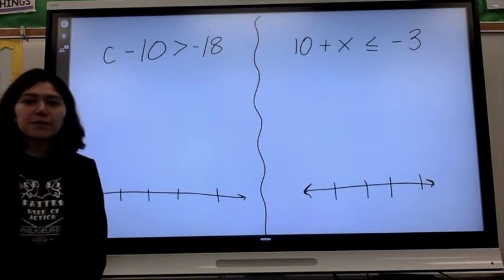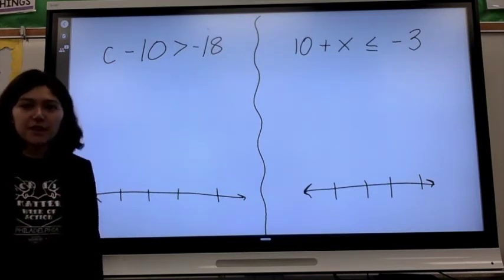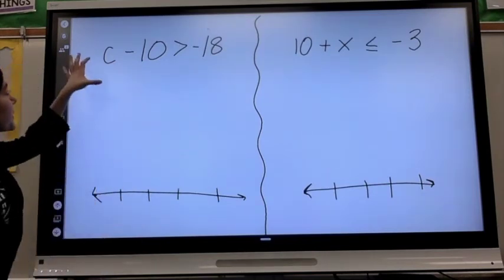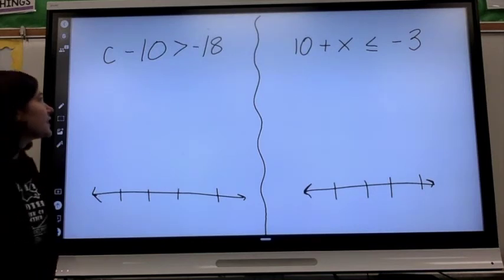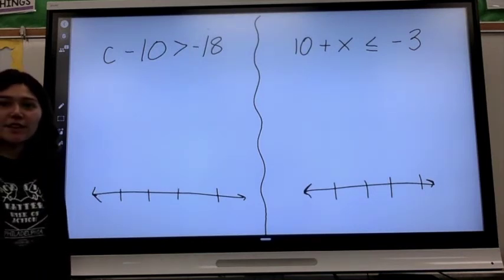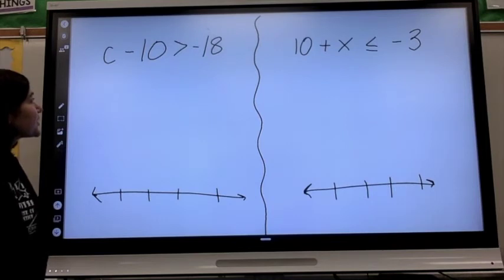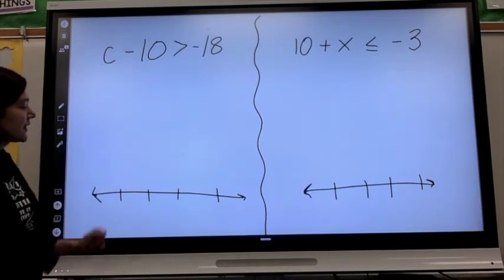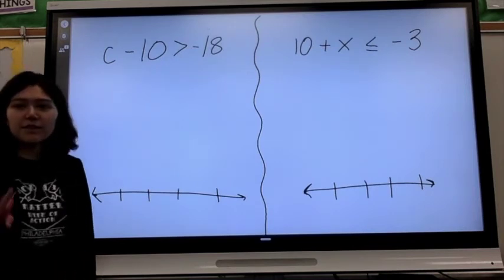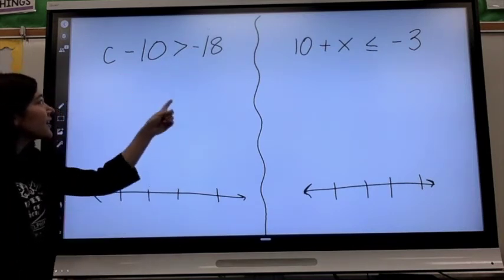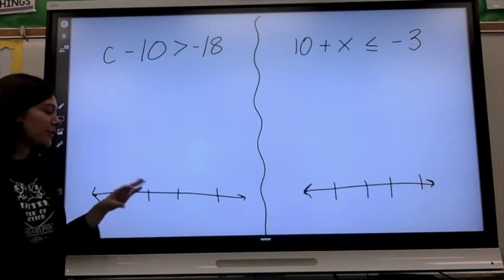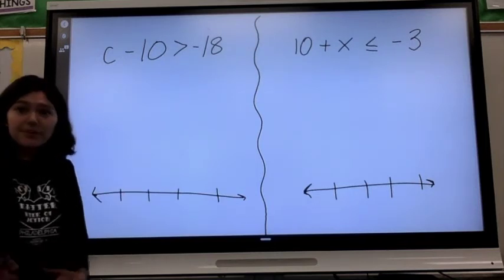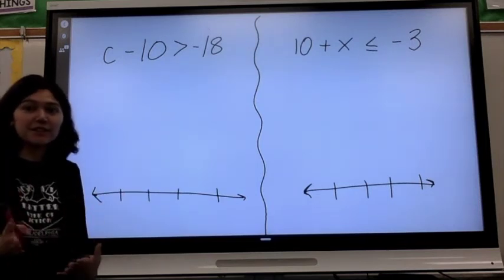So here are two problems for you to try, which I want you to actually do on your paper. Start with the one on the left. So we have c minus 10 is greater than negative 18. So you want to ask yourself, how do we undo subtracting 10? Follow the process and then graph the solution. So first, I'm just going to have you try yourself to get our solution, and then we'll get to the graphing after that. If you have any questions, ask Ms. Deliotis. Give it a try.